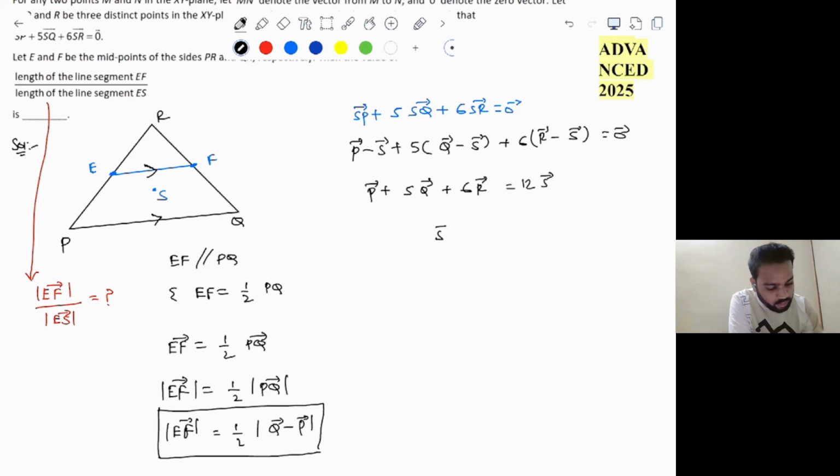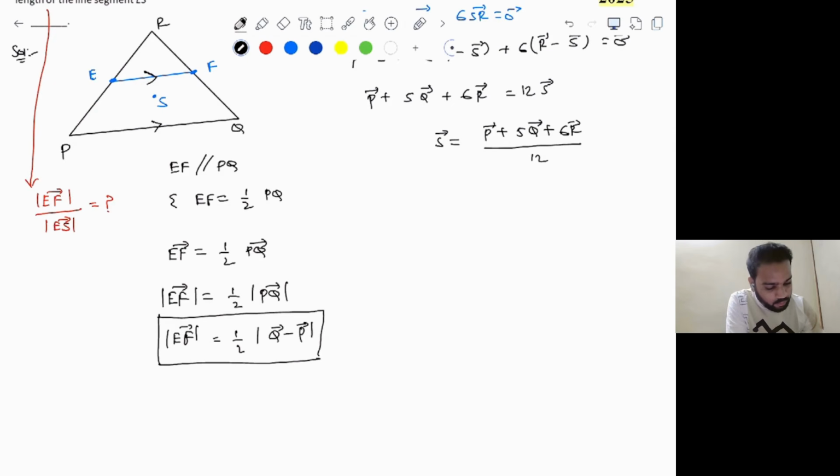And from there, finally, we get the vector S bar, which is equal to (P bar plus 5 times Q bar plus 6 times R bar) whole divided by 12. Okay. And what's the purpose of finding S bar here? Because if you look at the required part in the denominator, we want modulus of ES bar. Now our next aim is finding modulus of ES bar.